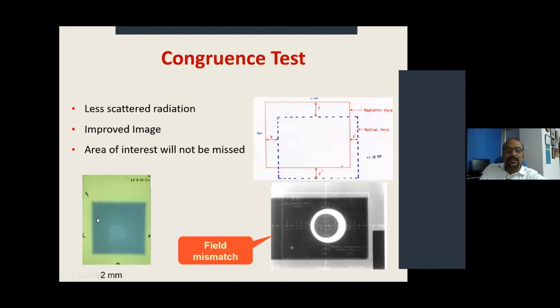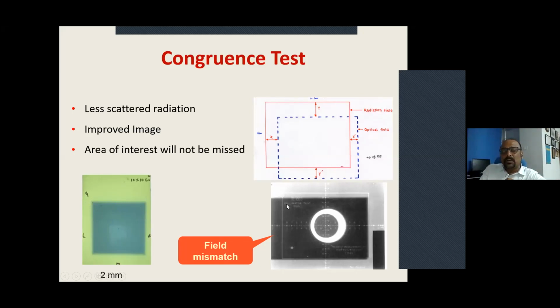And this is the GAF chromic film with which you can check. You can mark 4 points over here with the pin, and on this you can set your optical field and then expose it, and there will be an image. So you can see physically, and if you want to see the profile, you have to draw the profile of the beam to see the exact matching and exact calculation of the field size.